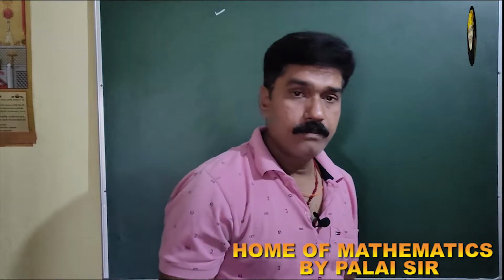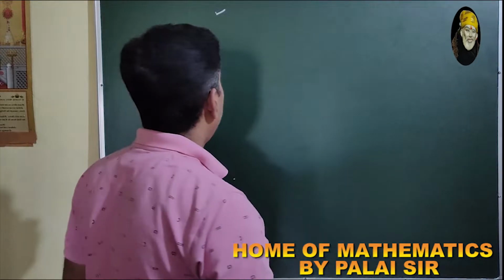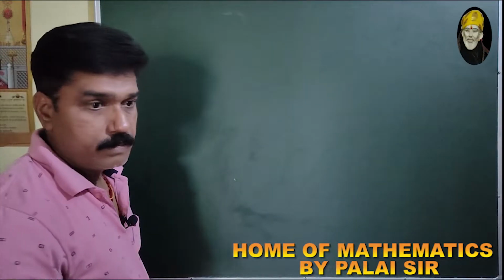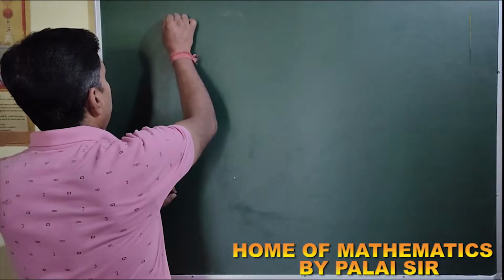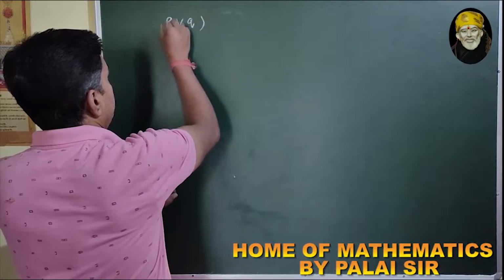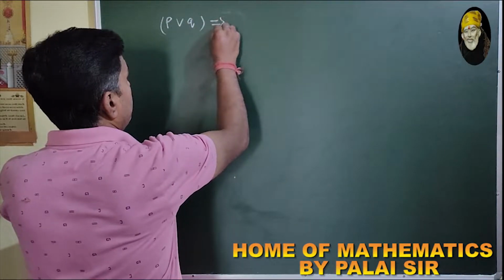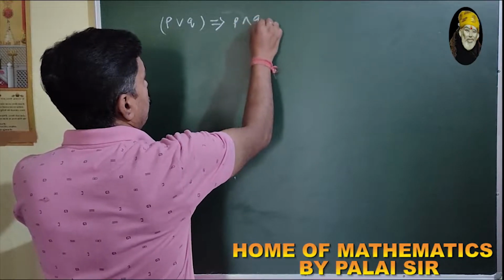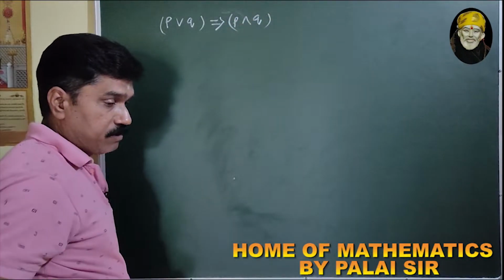Mathematical reasoning. Suppose a problem is given like this: P disjunction Q implication P conjunction Q. We have to find out the truth table of this one.